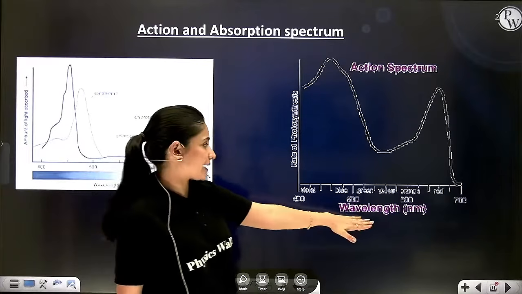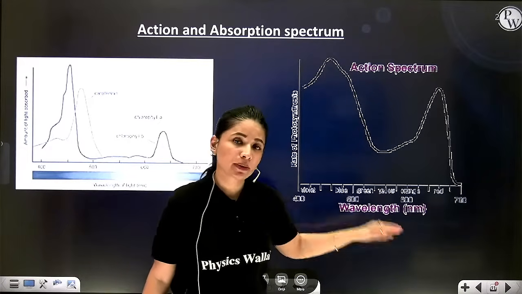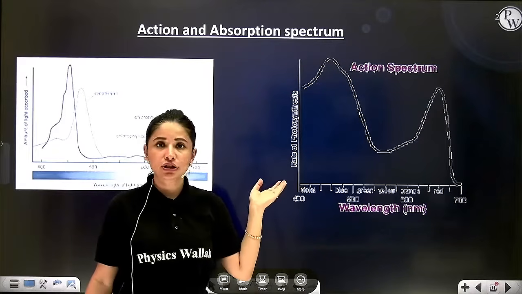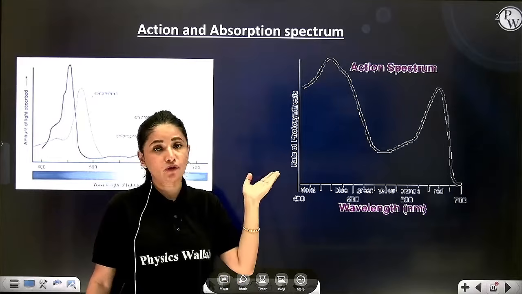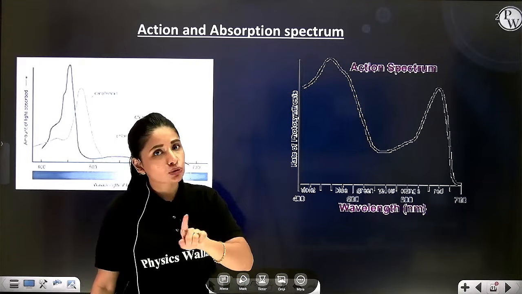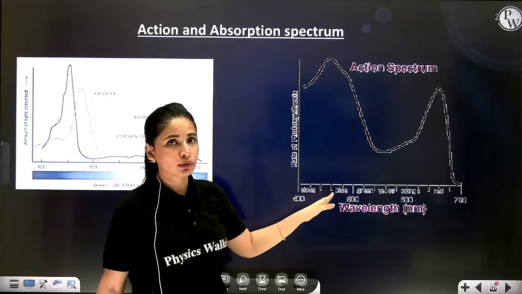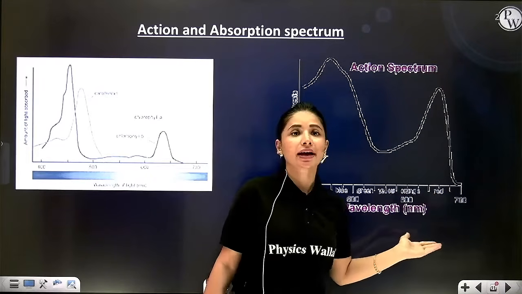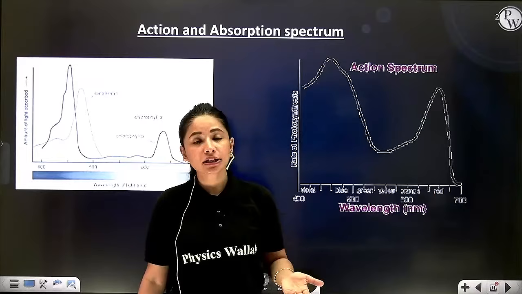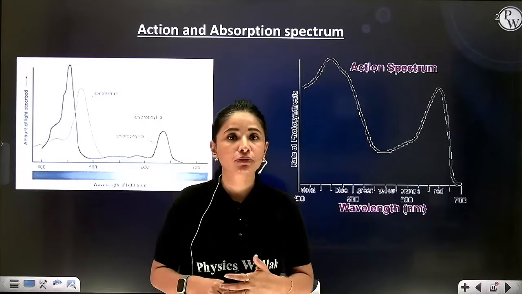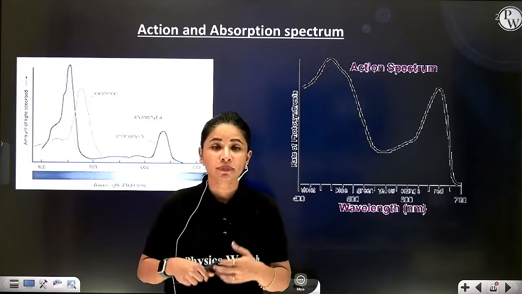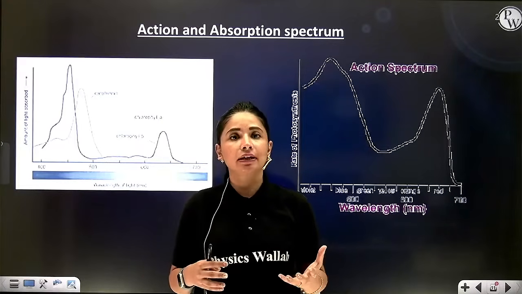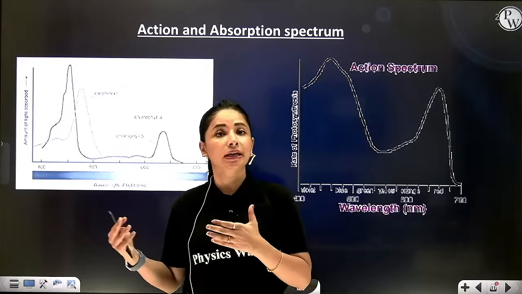You can see that on the x-axis wavelength is plotted, and on the y-axis the rate of oxygen evolution, that is the rate of photosynthesis, and there are two major peaks, one at the blue region and another at the red region. So this is the action spectrum. Apart from the action spectrum, there is one more spectrum called the absorption spectrum. That tells you the different range that is preferred by different photosynthetic pigments.